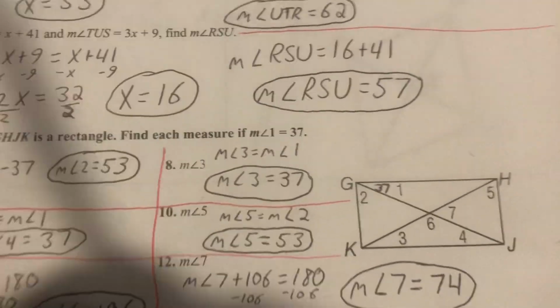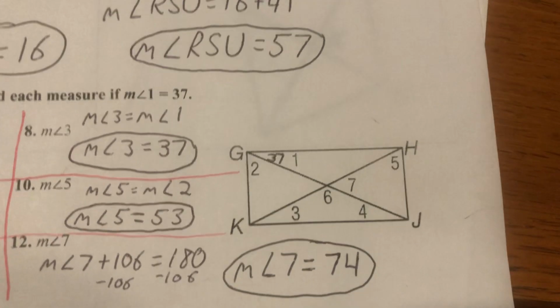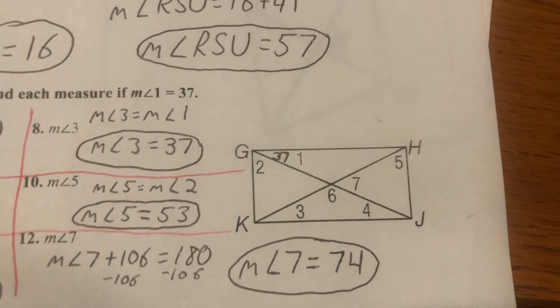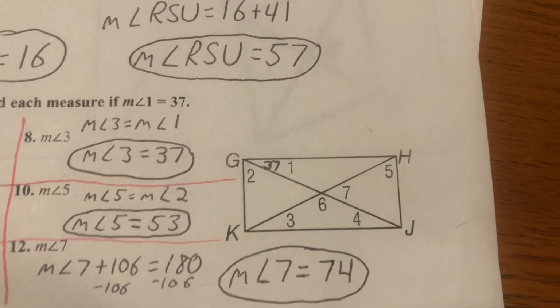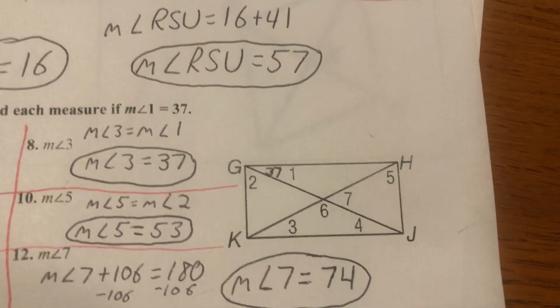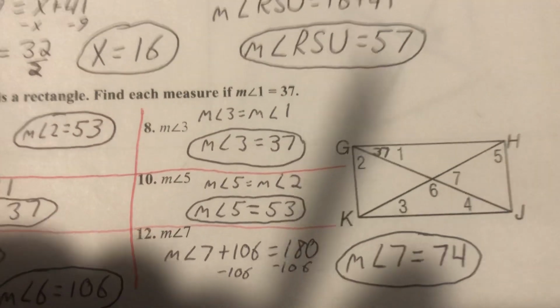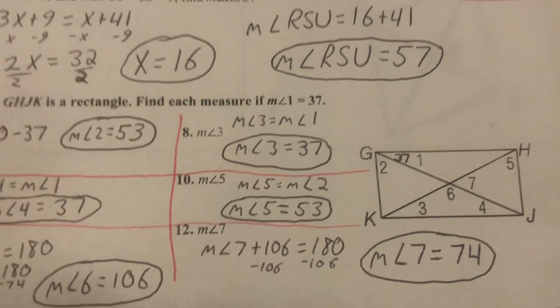Now, once we have angle 2, remember, angle 2 is going to be congruent to at least one other angle here. So I'll give you a second to guess that. And it is going to be angle 5. So angle 2 and angle 5 are both 53 degrees. So you should have that.